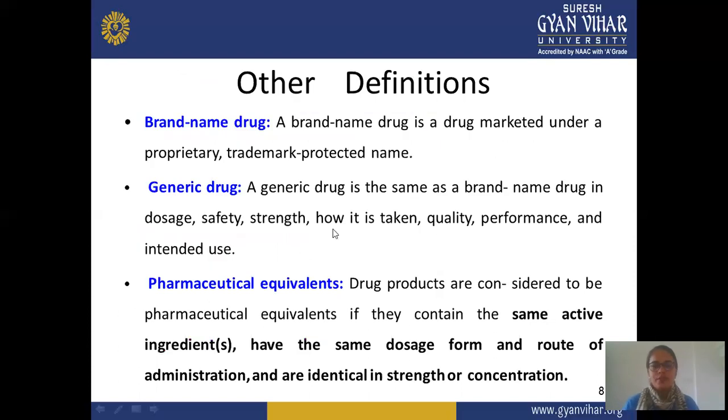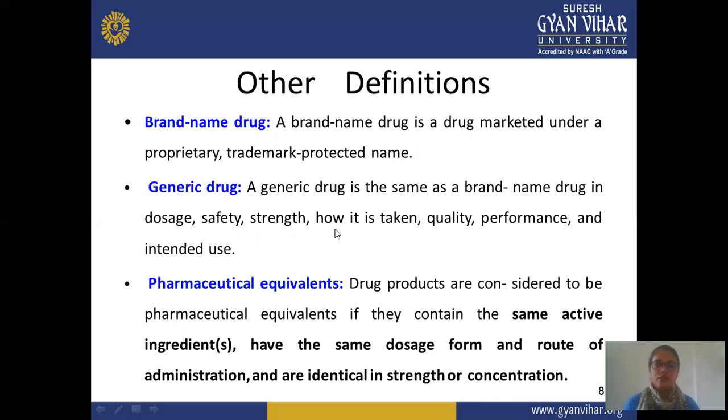Other definitions: brand name. Brand name means the first drug that is discovered and comes in the market, and it's a branded drug. And the generic drug is the copy of that branded drug after completing the patent. And pharmaceutical equivalent means two drugs that are showing similar effect or similar ingredient, maybe the same route or same dosage form, but the manufacturer may be different.